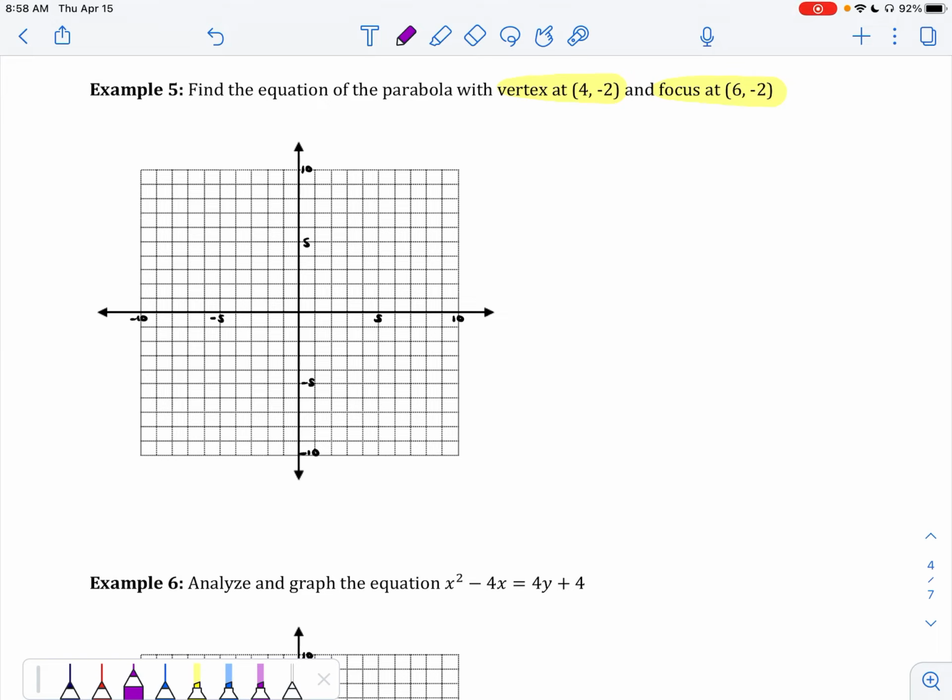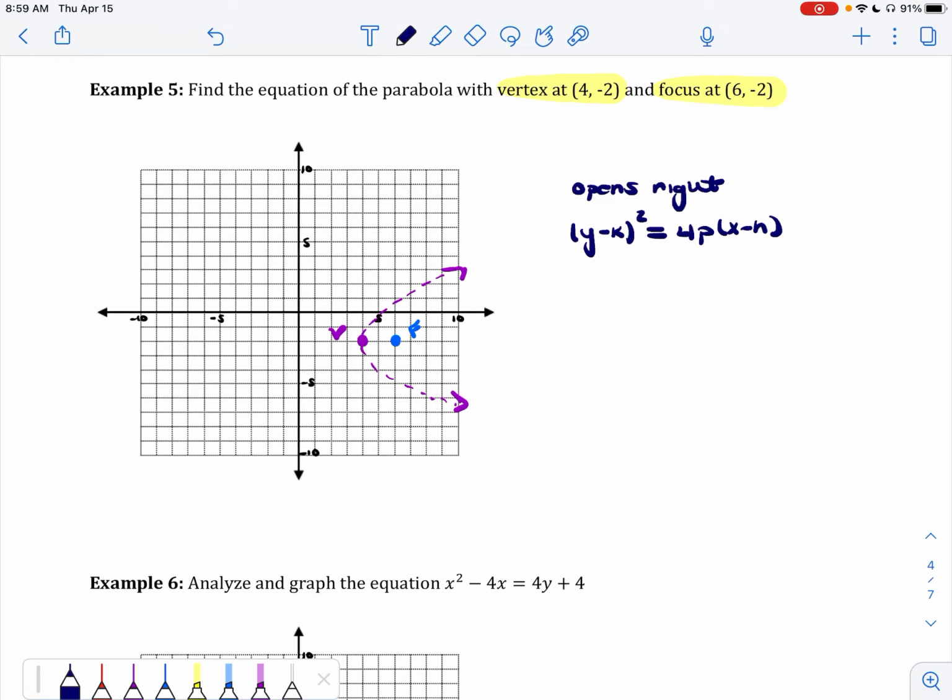So vertex at (4, -2), and then our focus at (6, -2). Okay, so from that we can see that our parabola is opening to the right. So the equation of a parabola that opens to the right is (y - k)² = 4p(x - h). So we need to figure out our h and k, and we need to figure out the p value.